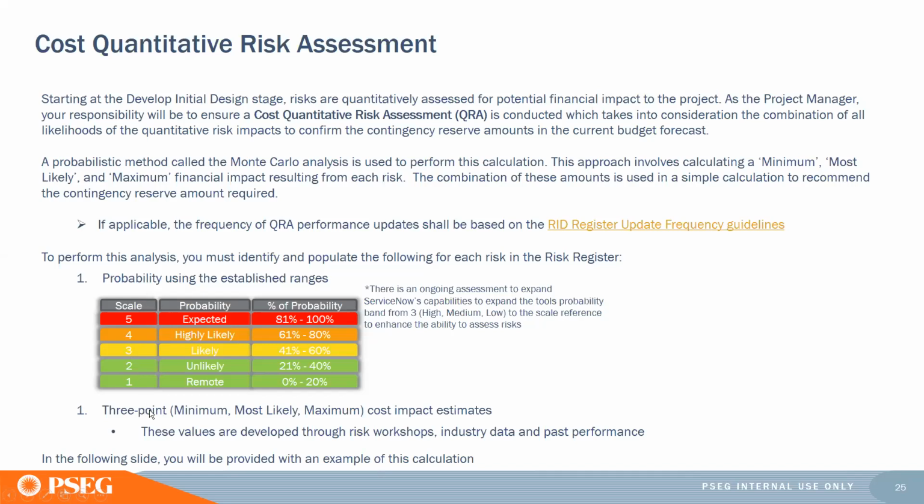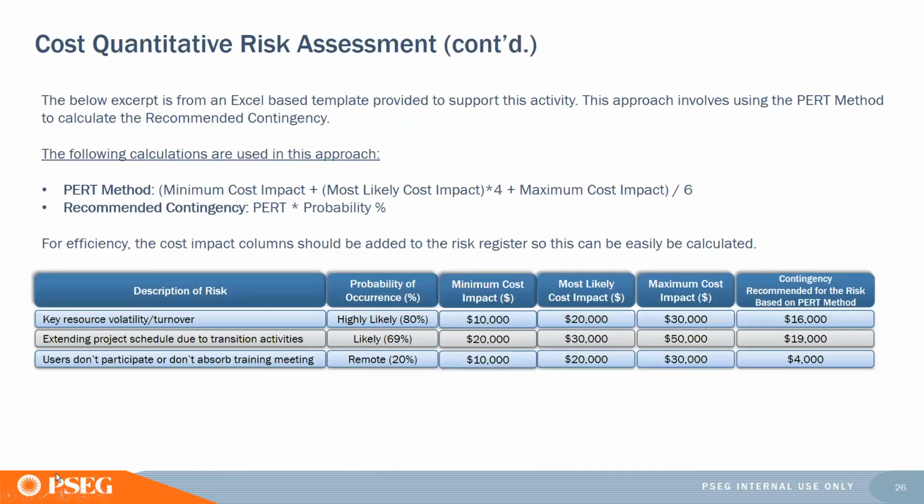And we have a 3-point cost impact estimate. Of course, you develop these values through your risk workshops, lessons learned, industry data. And in the following slide, we're going to look at an example of this calculation. So we use the PERT method, which is minimum cost impact plus my most likely cost impact. You see the formula in front of you.